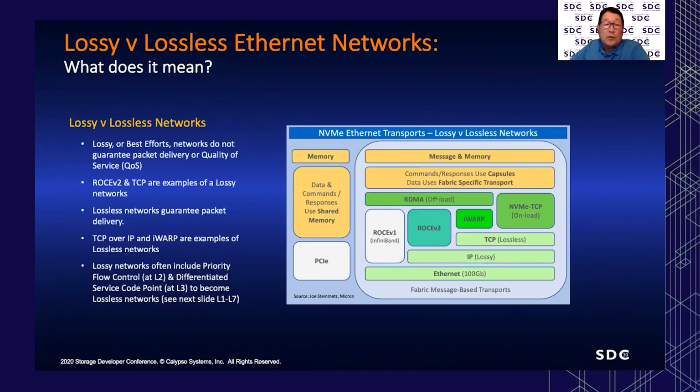A lossy or best efforts network does not guarantee packet delivery or quality of service. RoCEv2 and TCP are examples of a lossy network. Lossless networks guarantee packet delivery. TCP over IP and iWARP are examples of lossless networks. Lossy networks often include priority flow control at L2 and differentiated service code point, or DSCP, at L3 to become lossless networks. And we'll look at this in the next slide.